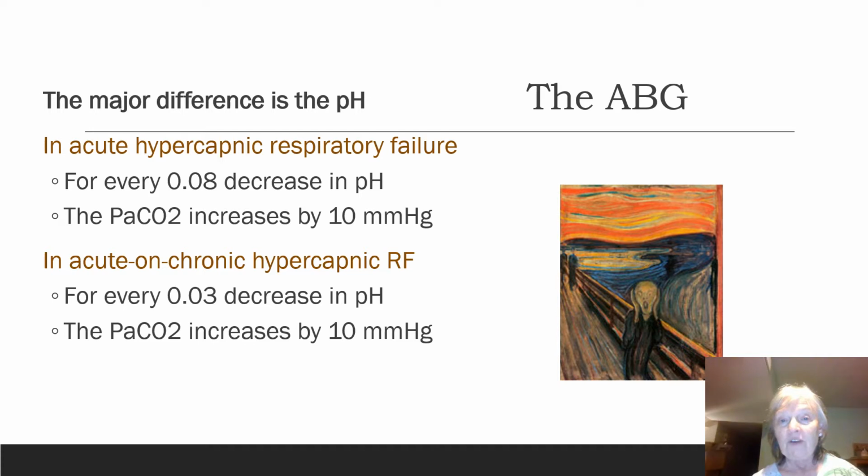In acute on chronic hypercapnic or ventilatory respiratory failure, the pH doesn't move as fast. Every time the pH decreases by 0.03, your CO2 will increase by 10 millimeters of mercury. That's because these patients live in chronic respiratory failure with elevated CO2s.